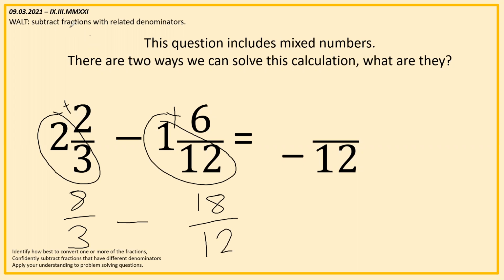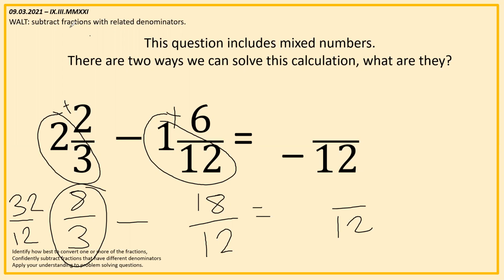Now I still need to make my denominators the same. So I still need to convert 8/3 into 12s. So how do I get from 3 to 12? I multiply it by 4, which means I must also multiply 8 by 4. And 8 times 4 is 32. So we've now got 32/12 minus 18/12 equals something 12.